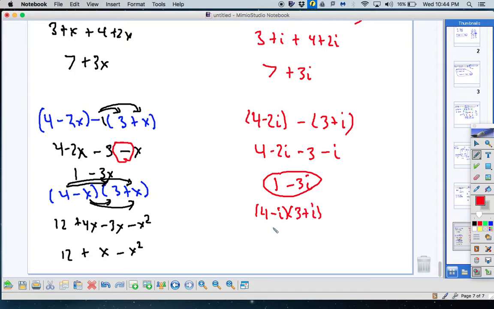So we got two things multiplied together. Just like before, we're going to use the distributive property. So the distributive property says I start with what's out front, the 4, and multiply it to both things in the other term. So we got 4 times 3 is 12. We got 4 times i is 4i. Okay, so exactly like we had over here. But we got to finish it, so we got to distribute the negative i. So I got negative i times 3 is negative 3i. And lastly, negative i times i is negative i squared. Okay, and then we can combine some middle terms, and we get 12 plus i minus i squared.